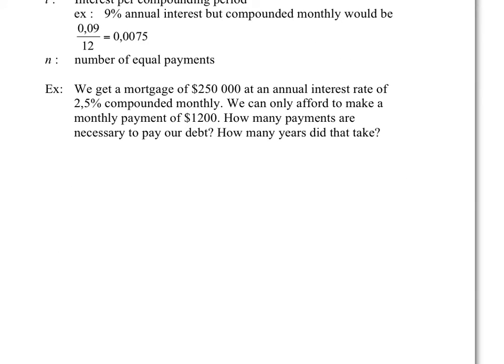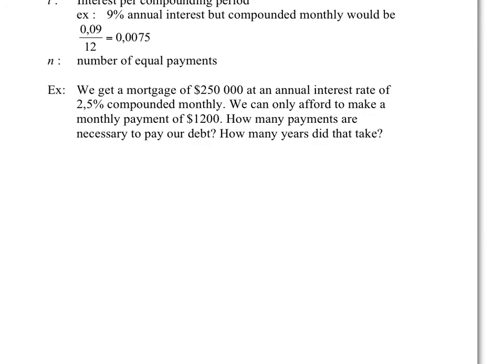Okay, so let's look at the example. Very common in today's world. You borrow a mortgage of $250,000. That would be a lower priced home these days. And the annual interest rate is 2.5% compounded monthly. So be careful. This is 2.5% annually, but it's compounded monthly, so you need to divide that by 12 to get that i rate, right? Okay, so we can only afford to make a monthly payment of $1,200. How many payments are necessary to pay our debt? How many years does that take?